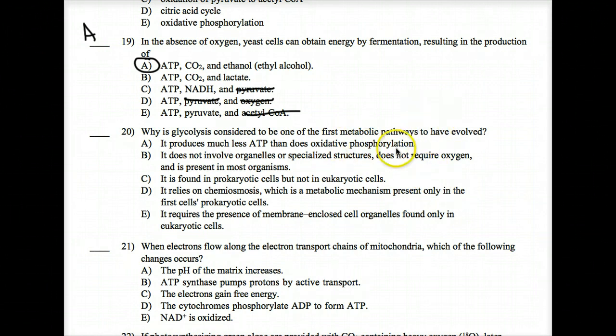20. Why is glycolysis considered to be one of the first metabolic pathways to have evolved? Because it produces much less ATP than does oxidative phosphorylation. That's true, but that is not a reason why we think it evolved first. It does not involve organelles or specialized structures. True. Does not require oxygen. Also true. And is present in most organisms. Also true. It is found in prokaryotic cells, but not eukaryotic cells. That is false. It relies on chemiosmosis. That's false, because chemiosmosis is not involved in glycolysis. It requires the presence of membrane-enclosed organelles. False. So glycolysis, we think, is the oldest one because everything has it. It doesn't require any specialized structures.